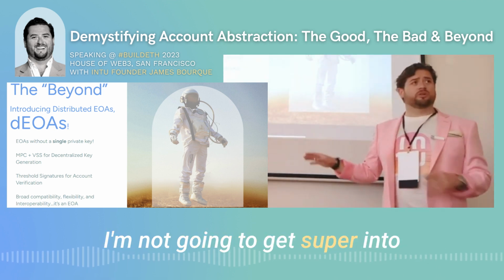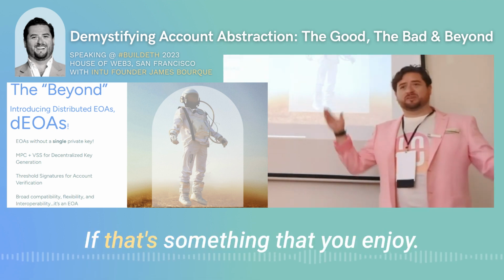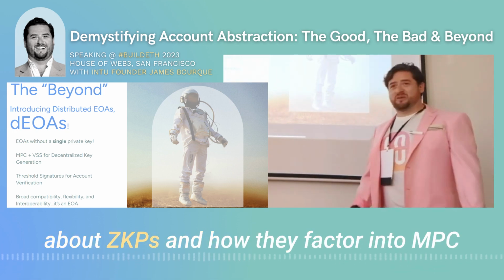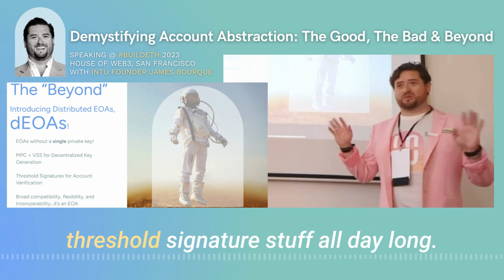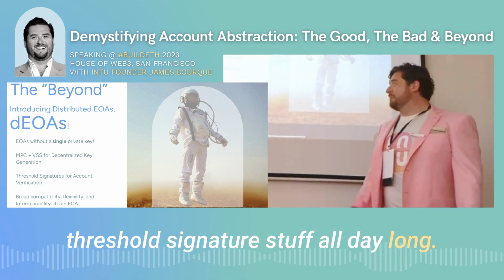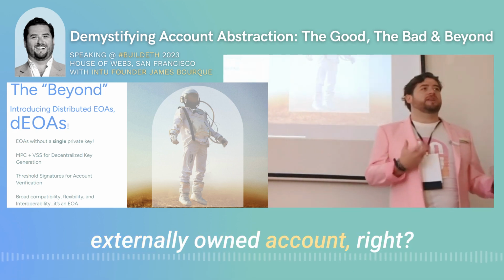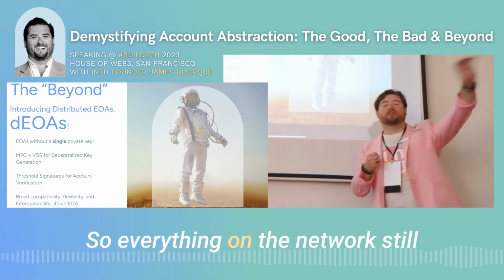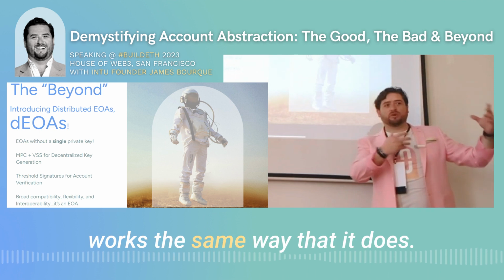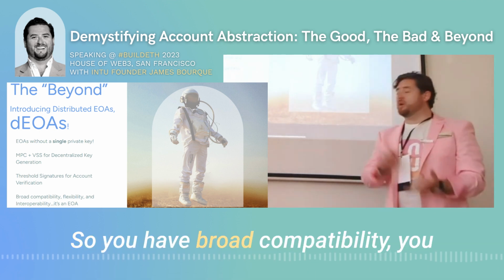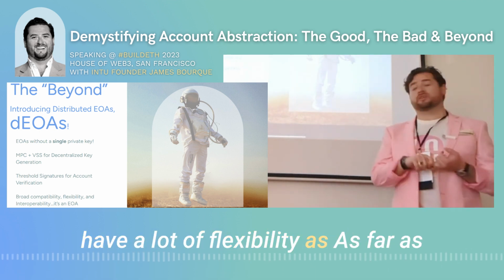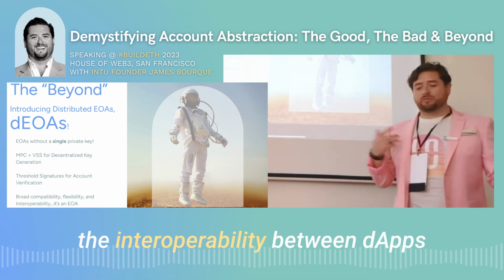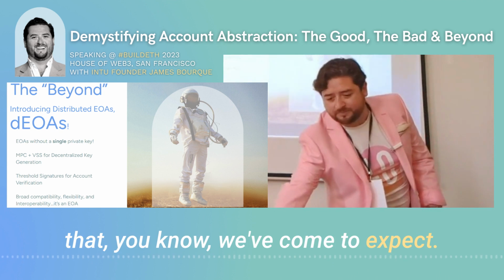I'm not going to get super into the weeds on the cryptography. If that's something that you enjoy, we're at the table. Come by. We can talk about ZKPs and how they factor into MPC, threshold signature stuff all day long. But the end result is that it's still an externally owned account, right? It behaves like an externally owned account. So everything on the network still works the same way that it does. So you have broad compatibility, you have a lot of flexibility as far as treating ownership and custody, and the interoperability between dApps that we've come to expect.